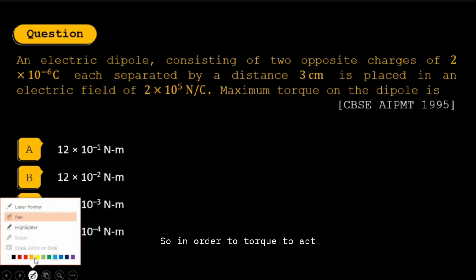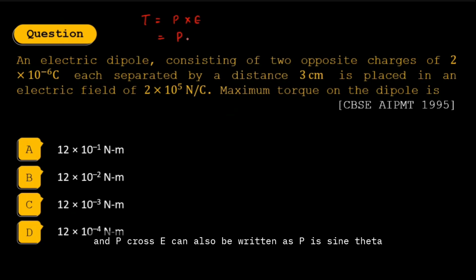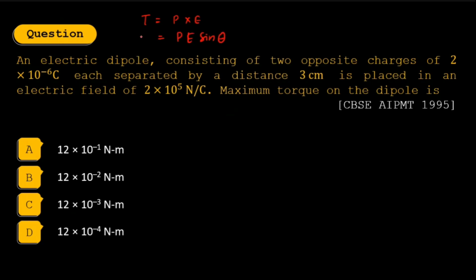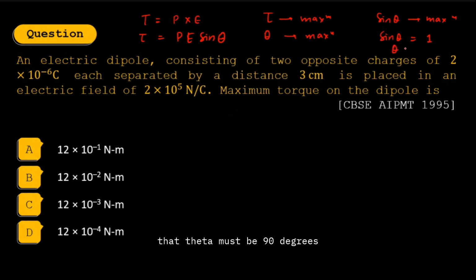In order for torque to act at its maximum value, let us first observe the formula for torque. Torque is P cross E. This can also be written as P E sine theta. This torque is going to be maximum when sine theta is maximum, and it can have its maximum value as 1. So here we can say that theta must be 90 degrees, and in that case, torque is going to act as a maximum. So let us substitute all the values from the given question.